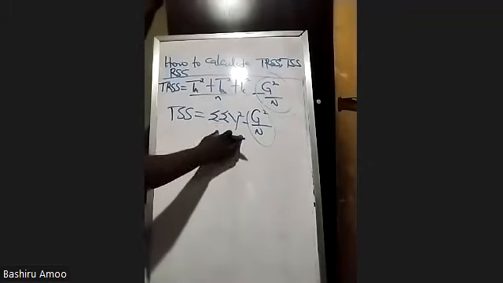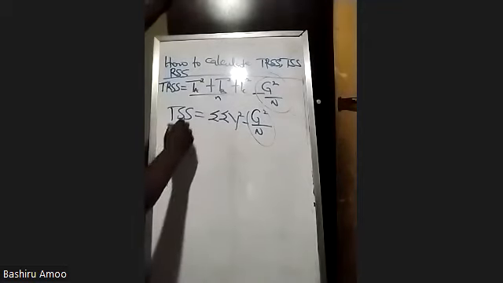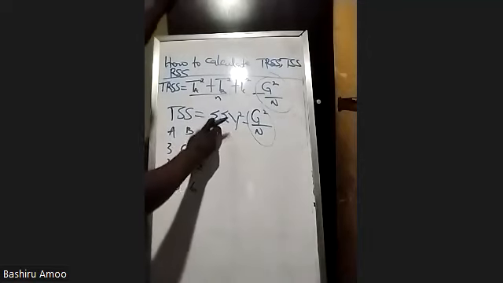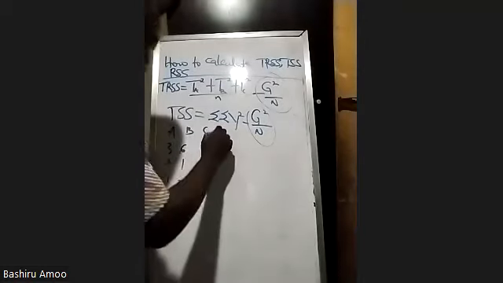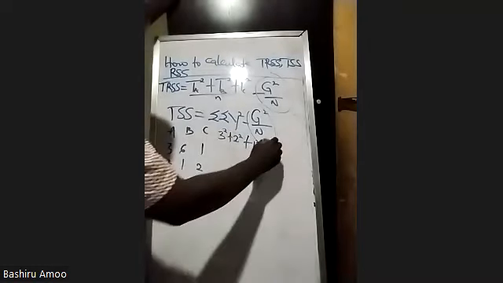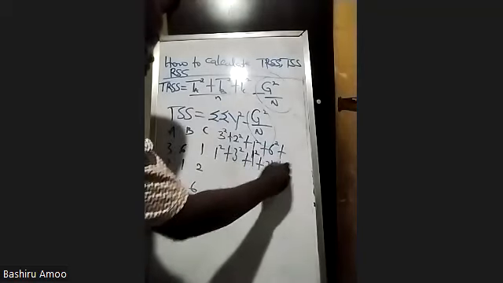Now, the summation y square means that we are expected to sum each value. Like when we have A to be 3, 2, 1, we have B to be 6, 1, 3, and we have C to be 1, 2, 6, right? So for this, we are expected to square each value and sum, that is 3 raised to the power 2 plus 2 raised to the power 2 plus 1 raised to the power 2. Then you move to other treatment, 6 raised to the power 2 plus 1 raised to the power 2 plus 3 raised to the power 2. You move to the other one, 1 raised to the power 2 plus 2 raised to the power 2 plus 6 raised to the power 2, right?